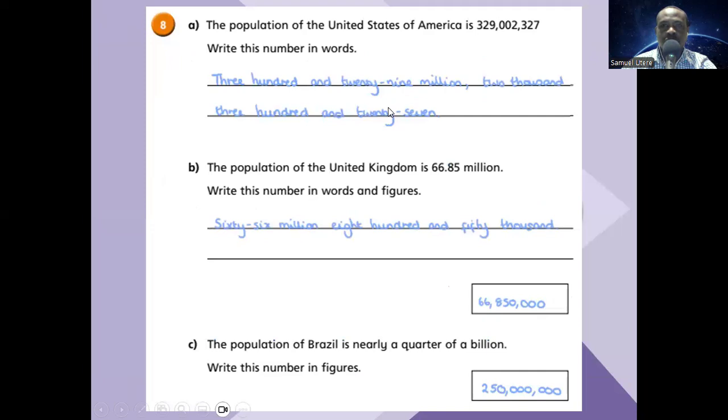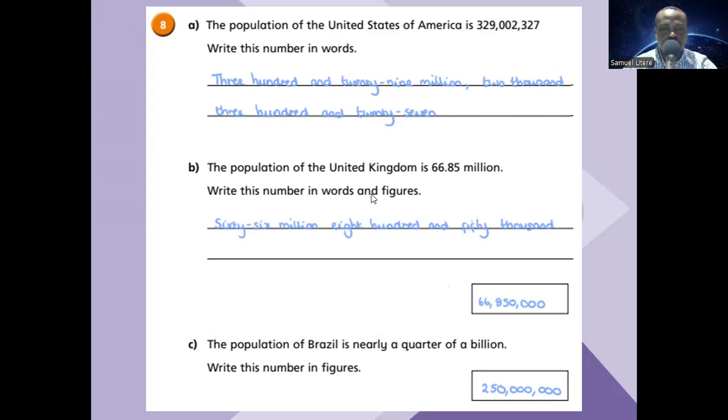Here is the answer to question 8. Let's discuss it. The population of the United States of America is, how would you read that? 329 million and 2,327. Okay, so you can see 329 million, 2,327.